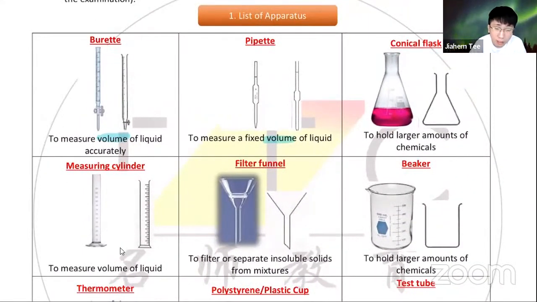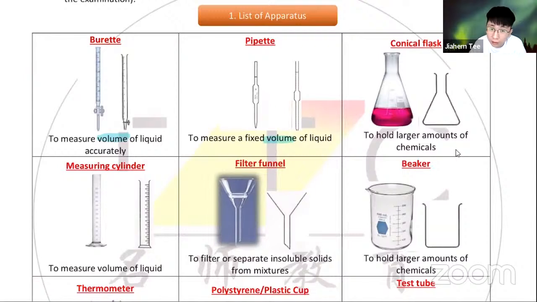Because you see, measuring cylinder is actually easier to use compared to pipette and burette. But the thing is, measuring cylinder is not very accurate. So the accurate ones are actually burette and pipette. Okay, so measuring cylinder is an easy way, but not a very accurate way.